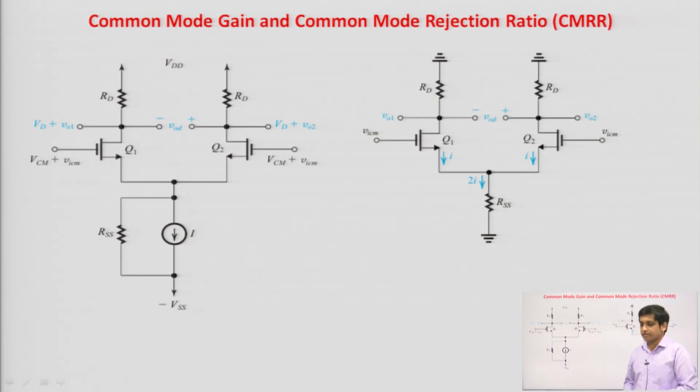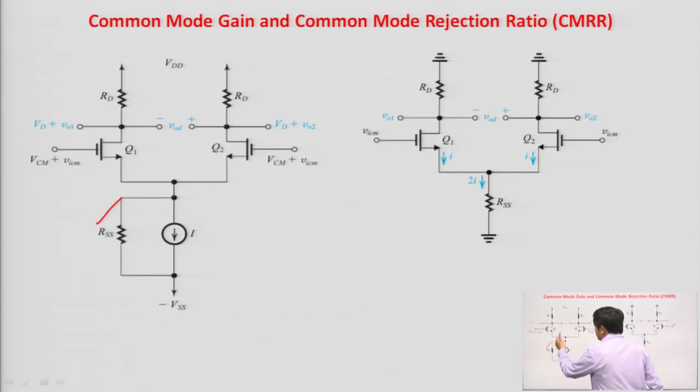Now, the next one is the common mode gain and common mode rejection ratio. For the same circuit we are going to calculate the common mode gain and common mode rejection ratio. The common mode signal is your noise signal or interference signal. Now, this RSS is the source degeneration resistance, and at the gates of Q1 and Q2 what is applied?